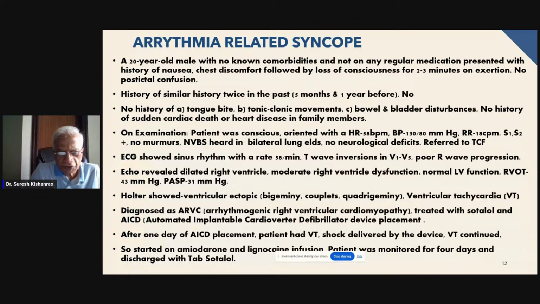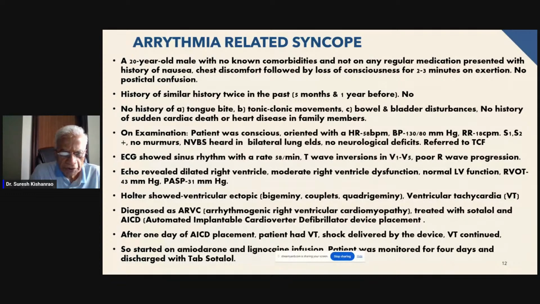ECG showed sinus rhythm with a rate of 58 per minute. T wave inversion in V1 to V5, poor R wave were also seen. Echocardiogram revealed dilated right ventricle, moderate right ventricular dysfunction, normal left ventricular function, and RVOT of 43 millimeters and PASP of 13 millimeters Hg.